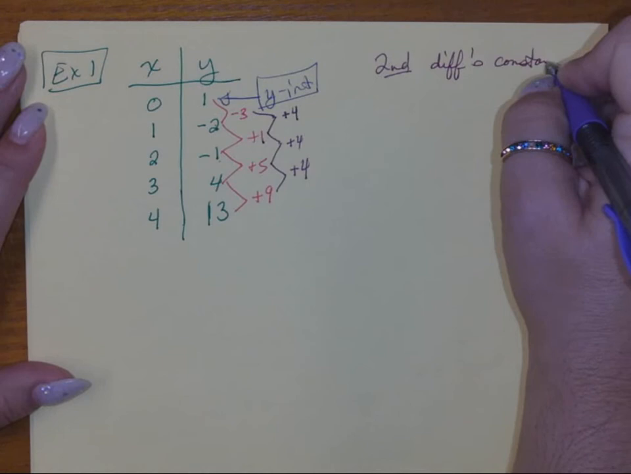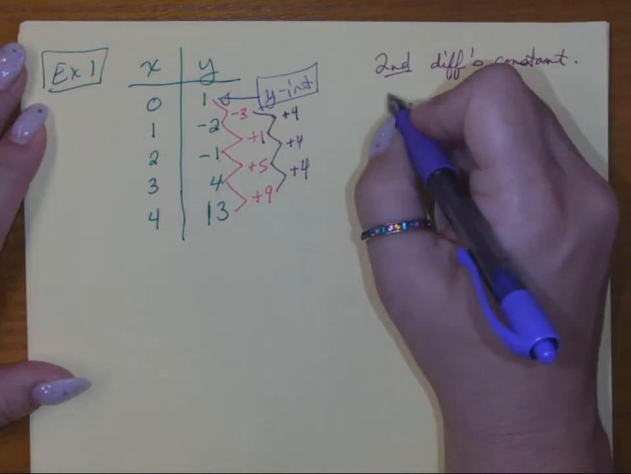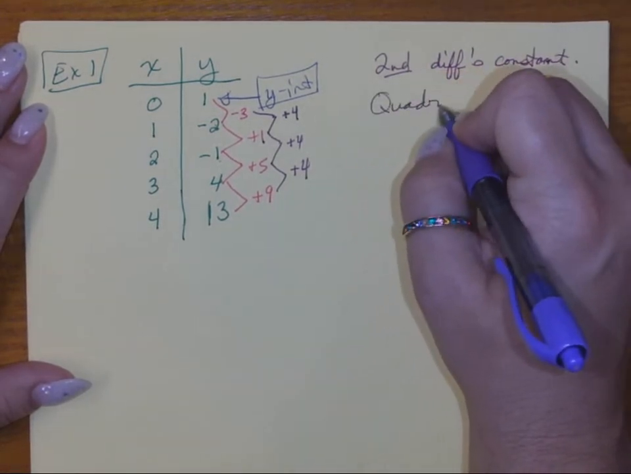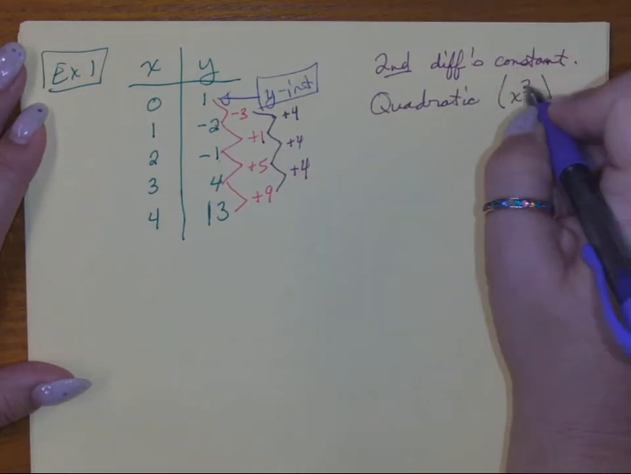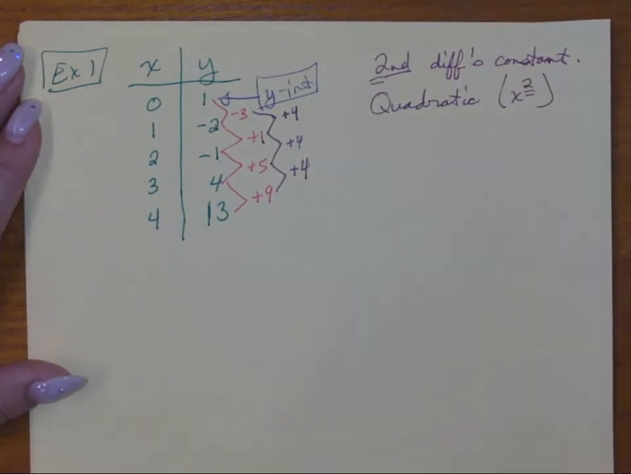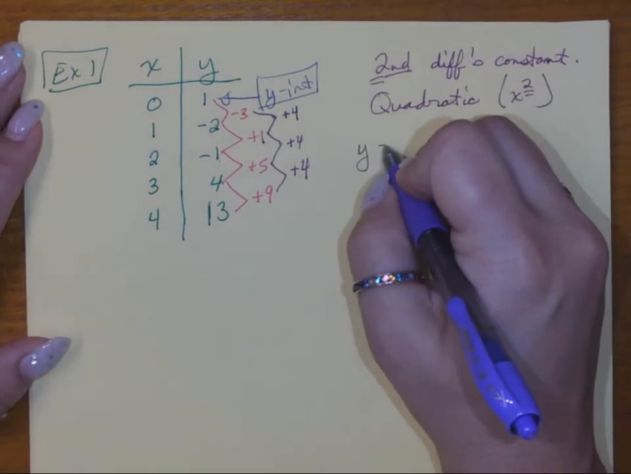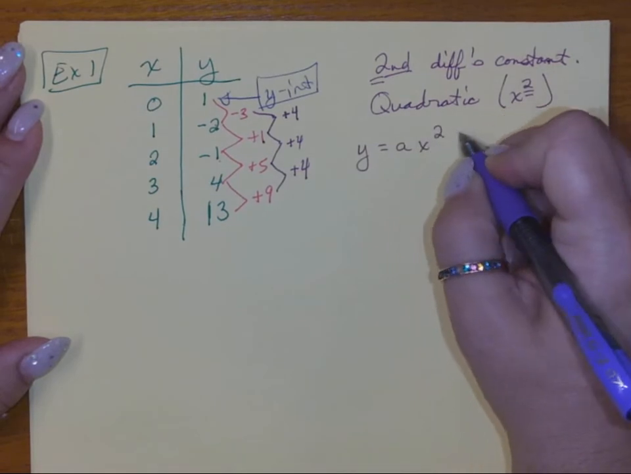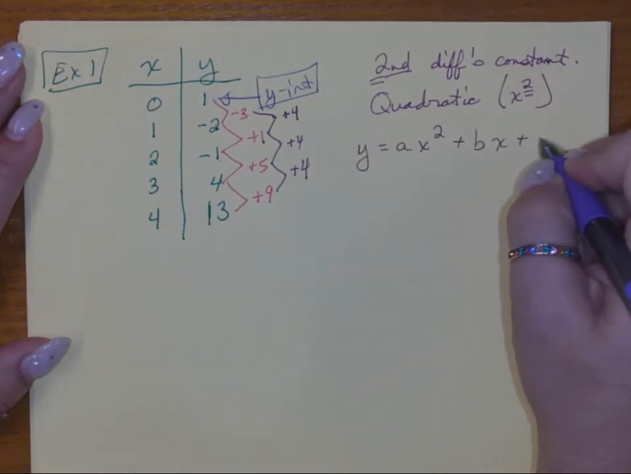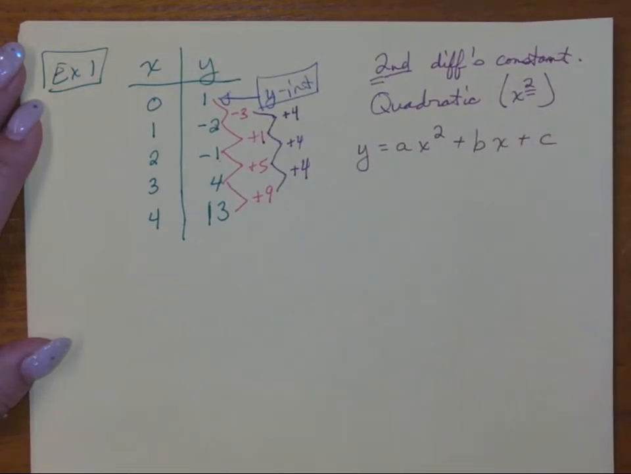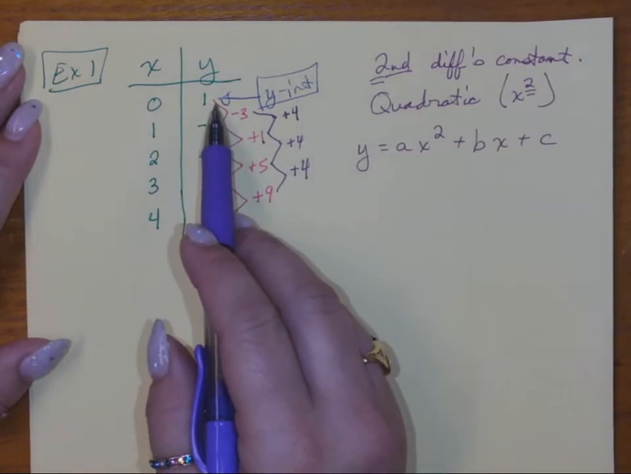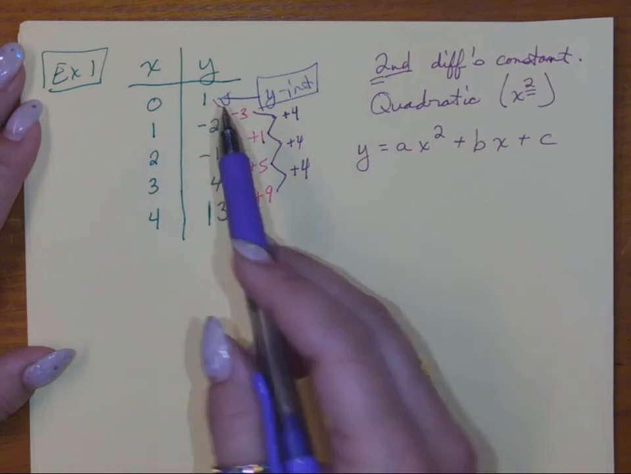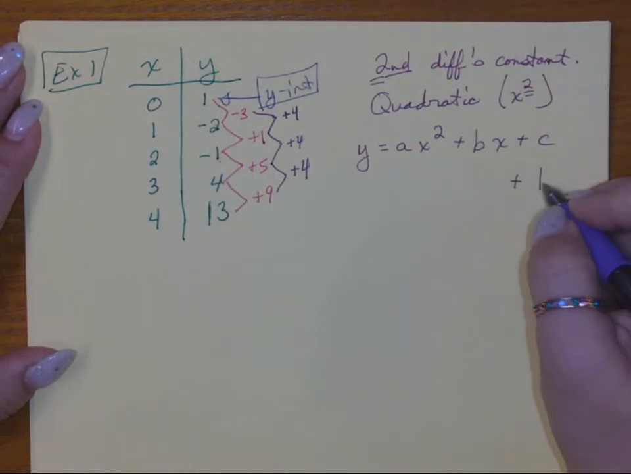So that tells me this is quadratic, remembering that x squared matches with the second differences. So I know I've got some kind of quadratic, and I know what the general formula looks like: y equals ax squared plus bx plus c. I even know a little bit that I can plug in here. This is my y-intercept, so I can put that in for c, plus 1.